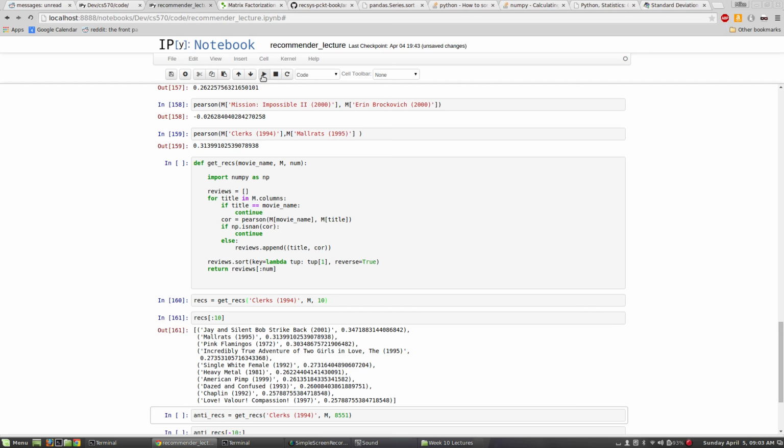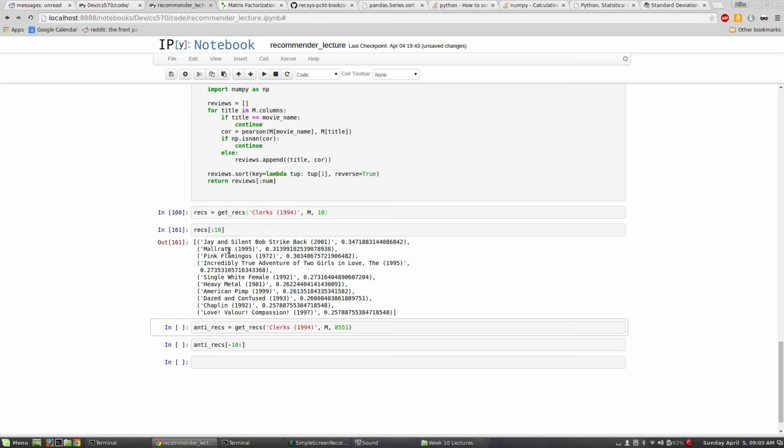All right, so the top 10 recommendations for the movie Clerks are Jay and Silent Bob Strike Back, which is unsurprising. This is a Kevin Smith movie. Mallrats, another Kevin Smith movie. These other ones, Pink Flamingos, and I'm not super familiar with some of those. I have seen a few of these. They're all a little bit offbeat. I'm not surprised, that sounds about right. I think those are probably pretty good recommendations.